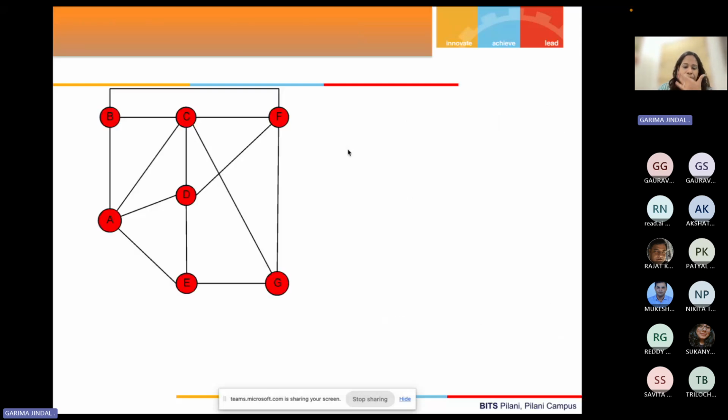So I want you to take this example and calculate the degree centrality of node A. Quickly give me the answer.